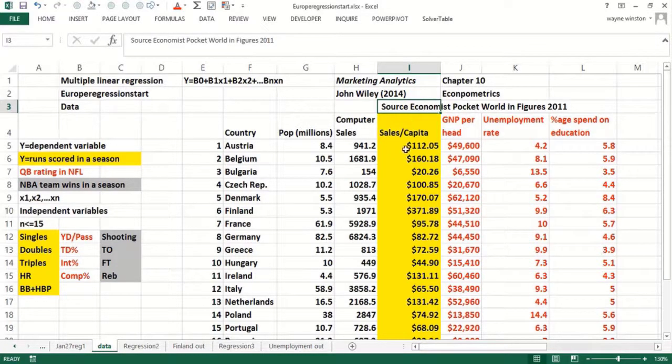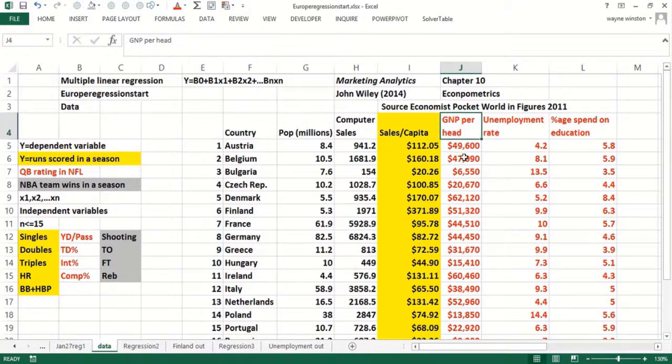Okay, but here's some economic data. We want to predict, for countries in Europe, sales per capita of computer products in a year. So for instance, Austria sold $112 per person of computer products in the year we're looking at. And what are some variables that can help you predict this? Gross national product per person.